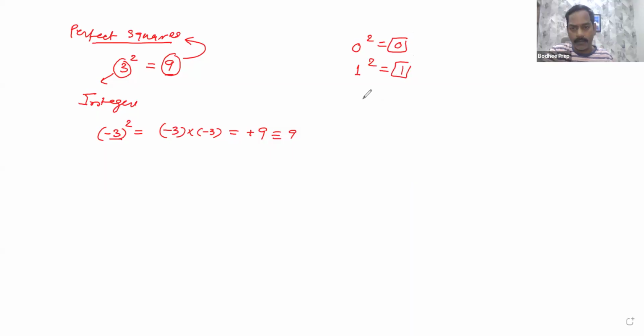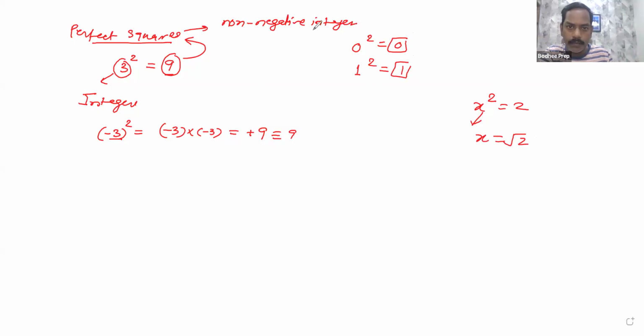But 2 is not a perfect square, because we can't have any integer whose square is 2. For example, I can't have an integer x for which x square is equal to 2. This will never be an integer. X will be what? Under root of 2, which is an irrational number. Perfect squares would be positive integers, sorry, non-negative integers, I would say. Perfect squares will always be non-negative integers. Since they are non-negative integers, any chance of being irrational is ruled out, because integers are all rational numbers.